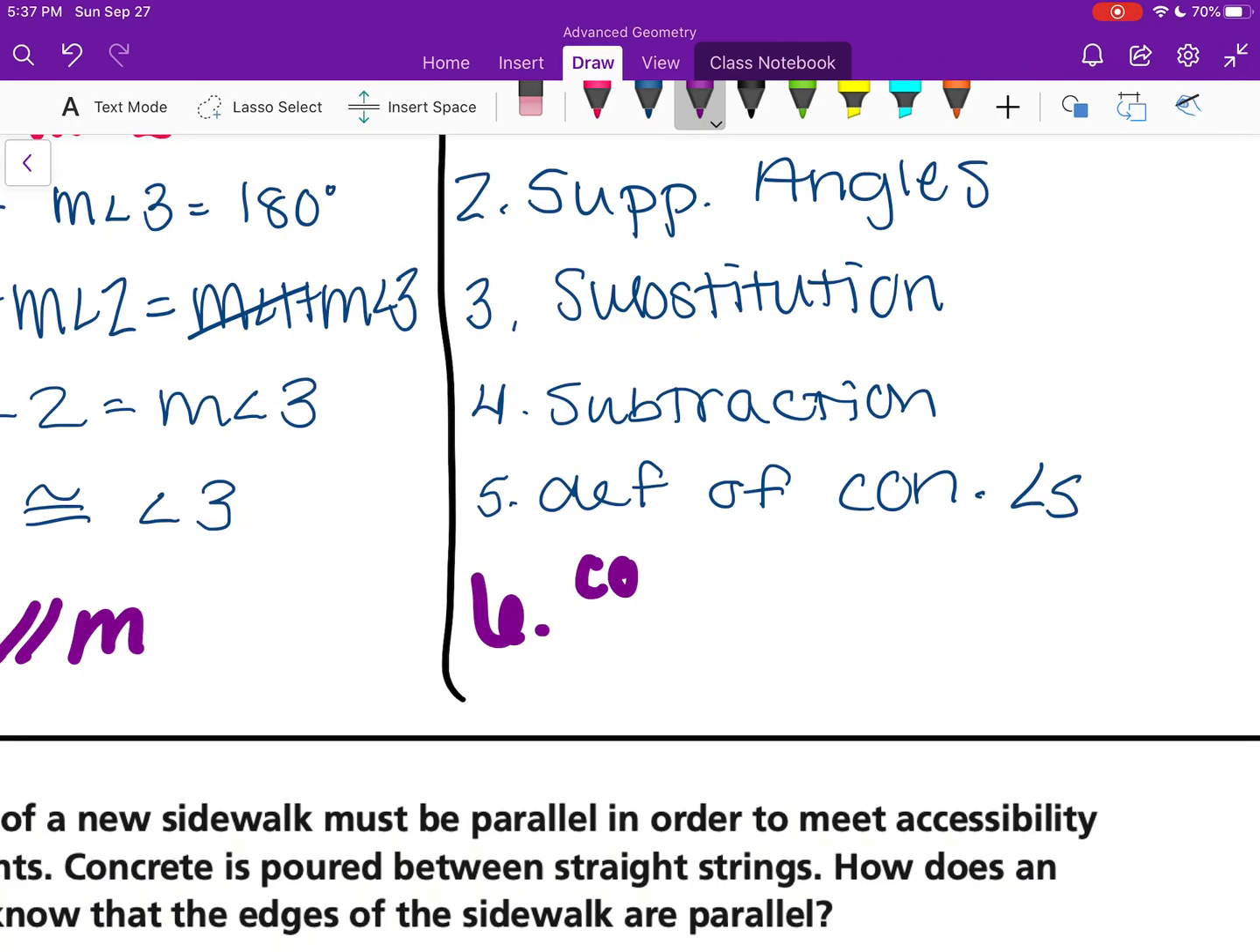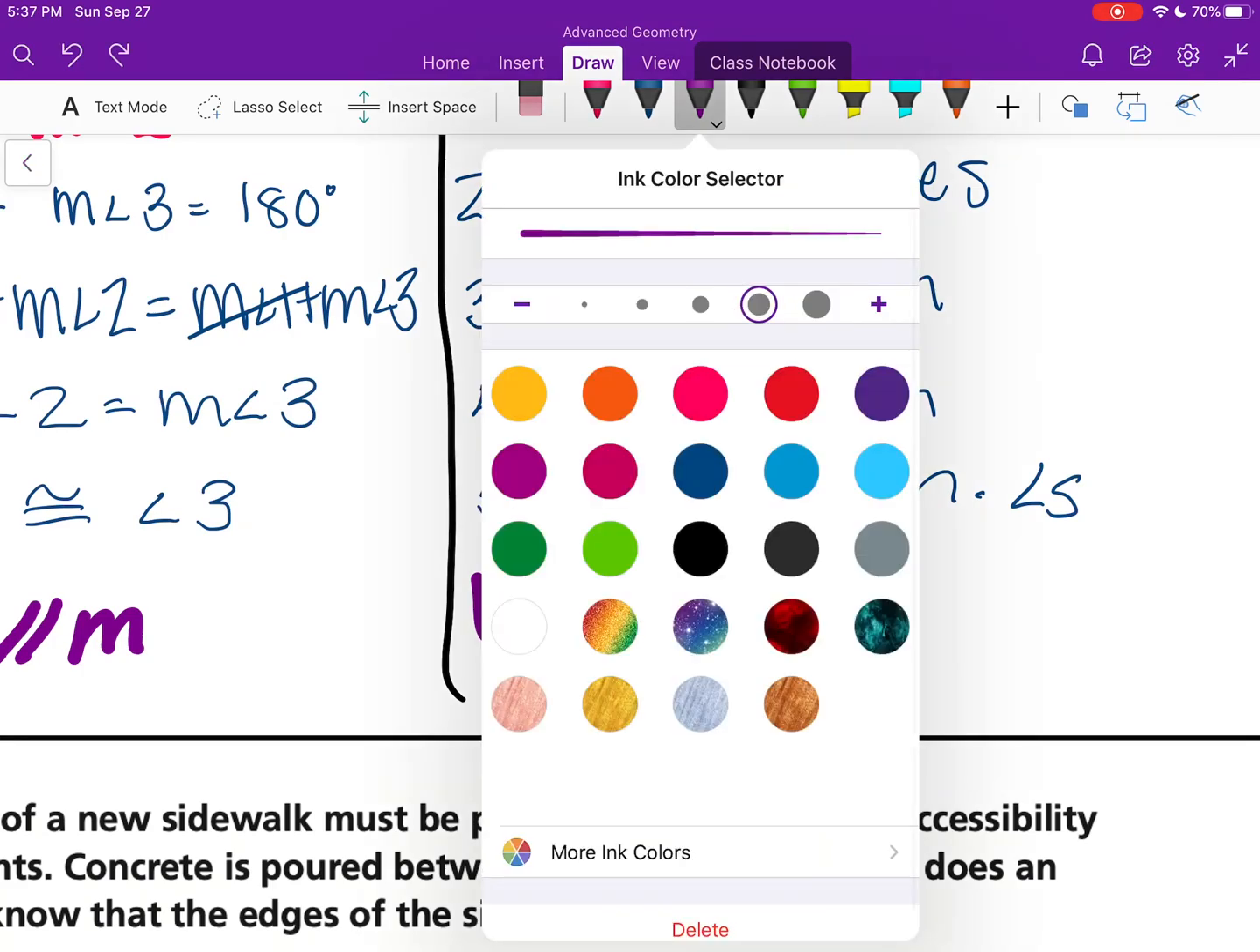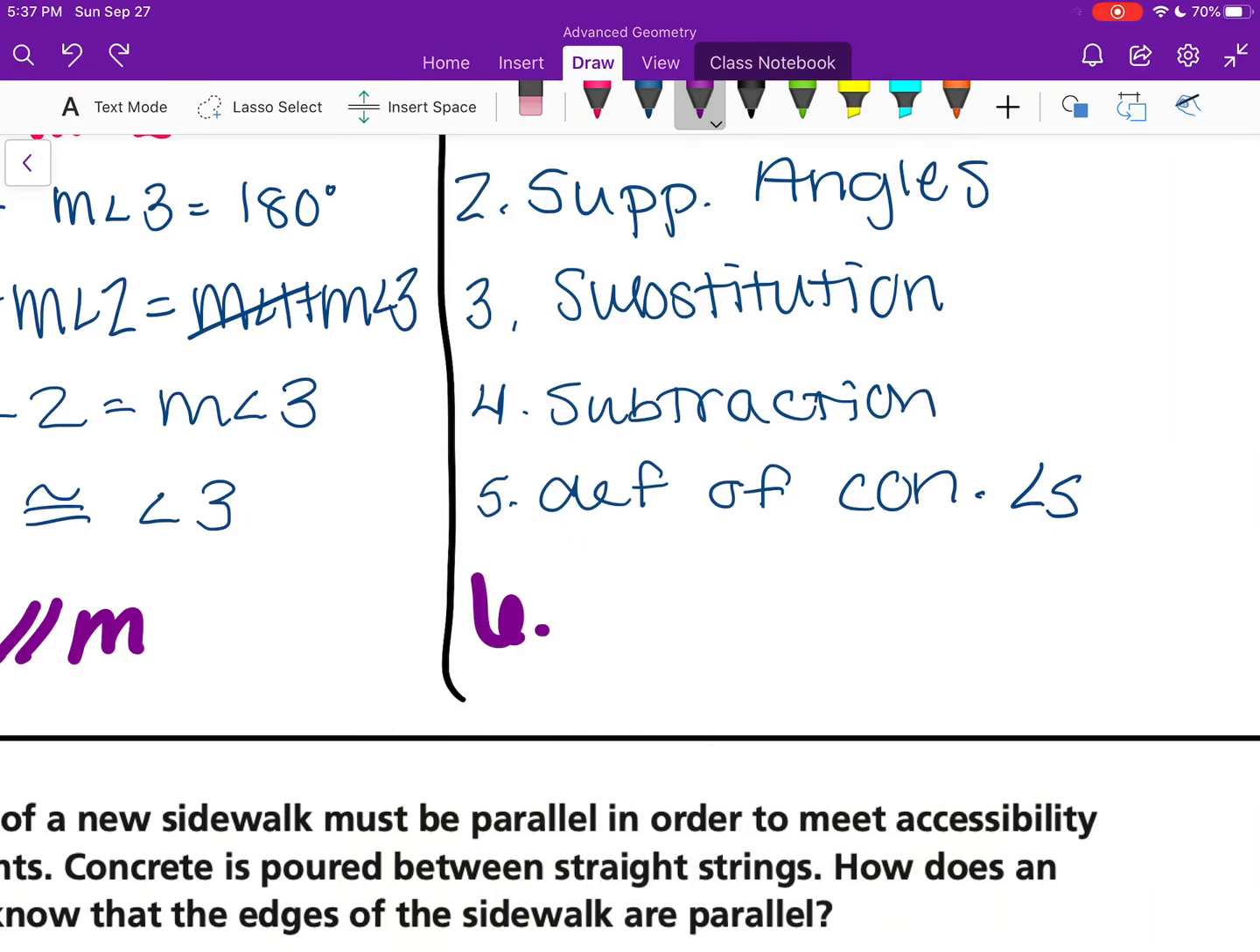Why is my text so big? One second. That's why.